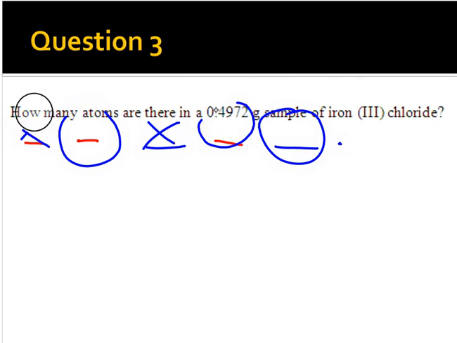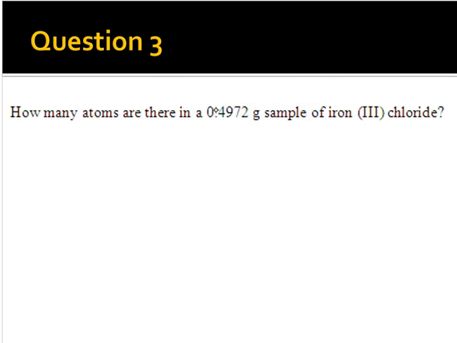All right, so question 3. This actually is not topic 9 or 10. It actually technically is topic 2. It's a simple conversion question. So the question is asking how many atoms are there in 0.4972 grams of iron 3 chloride.